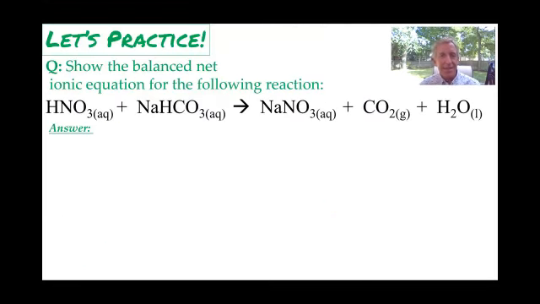Let's play. Just like any bunny slope, you got to get out there and practice. So show the balanced net ionic equation for this reaction over here. And I'm going to let you pause the video, stop it for a second, figure it out on paper, and then come back and I'll show you the answer. Ready? Here we go. The answer is I can only play with the aqueous species in this reaction.